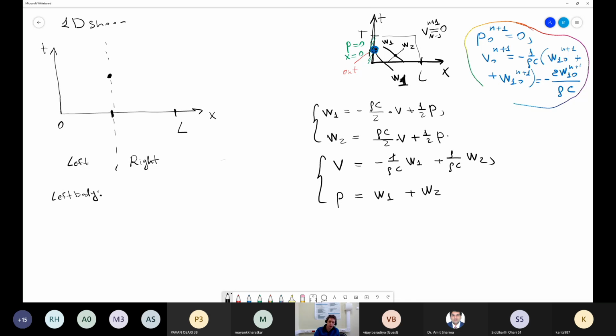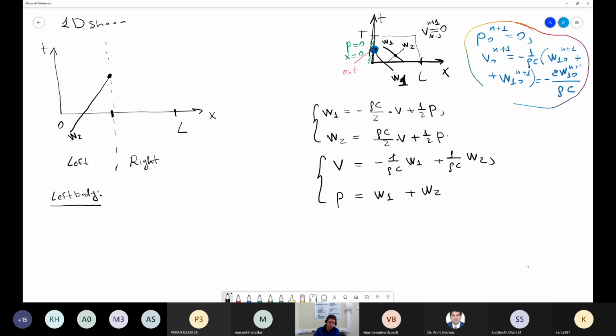That's why we can easily calculate on this boundary the value of the second invariant, W2, because this is an internal invariant, but we don't know the external invariant W1. Now we are dealing only with the left body, left part of the medium.